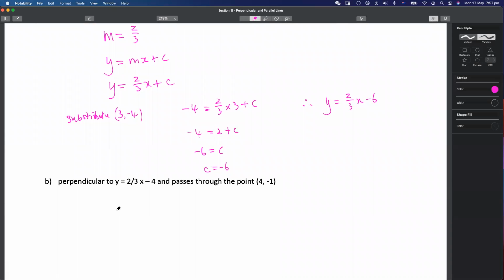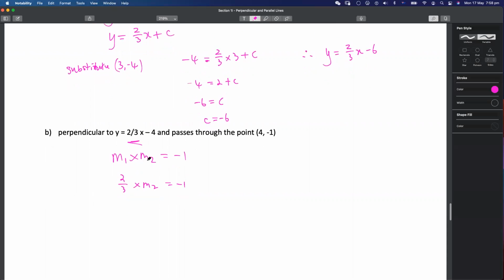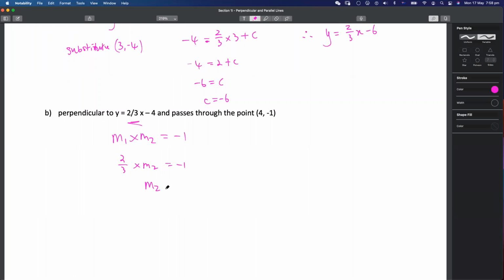Perpendicular to that. So perpendicular to this line. We know if it's perpendicular, the product of m1 and m2 is -1. We've got our m1 is 2 over 3. 2 over 3 times m2 is equal to -1. Okay, so to find m2, we use -1 divided by 2 over 3. So m2 is equal to -1 times 3 over 2. So m2 is equal to -3 over 2.